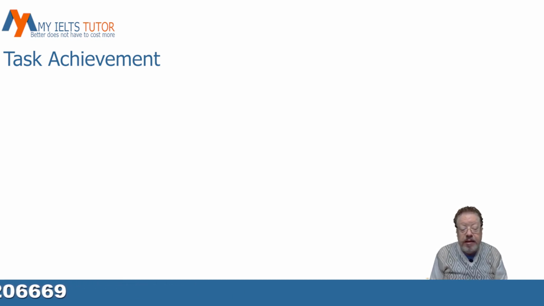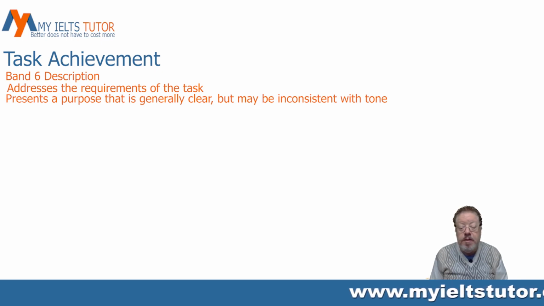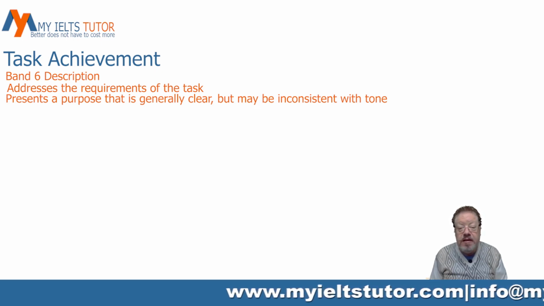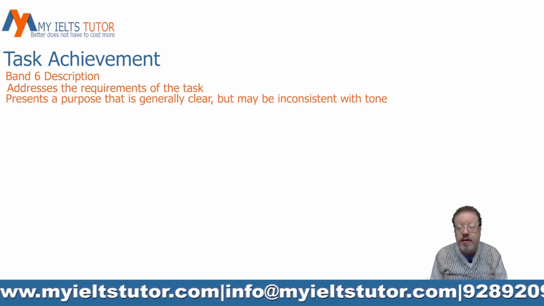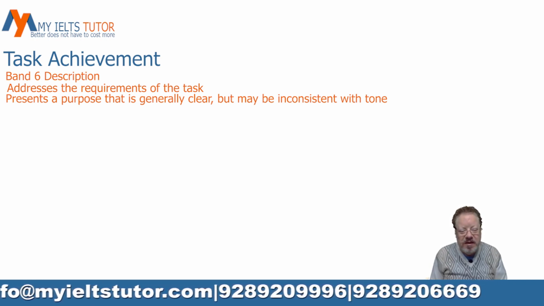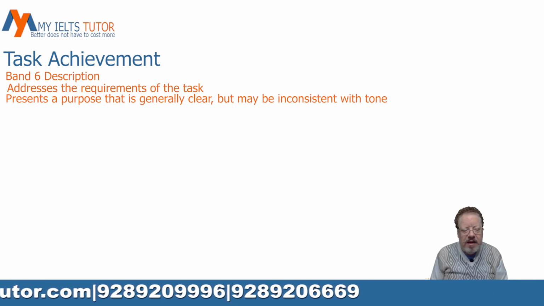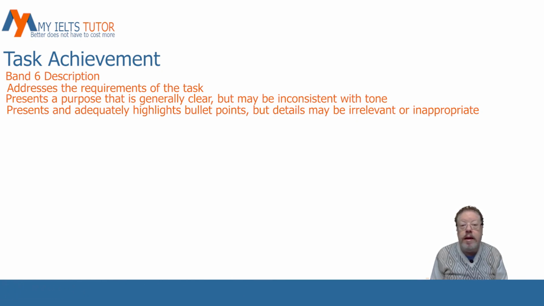For band 6, we have addresses the requirements of the task. That means you fulfill all the requirements that are needed for the task. And then you present a purpose that is generally clear, but may be inconsistent with tone. And remember, I've been talking about tone a lot in the past lessons, and I'm still not done. I want to continue talking about tone, even in this lesson. And then it presents and adequately highlights the bullet points, but details may be irrelevant or inappropriate.